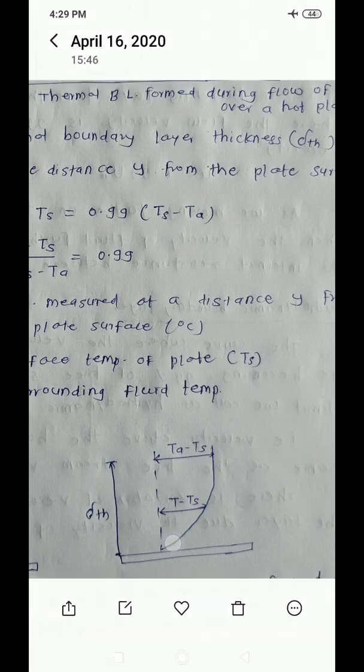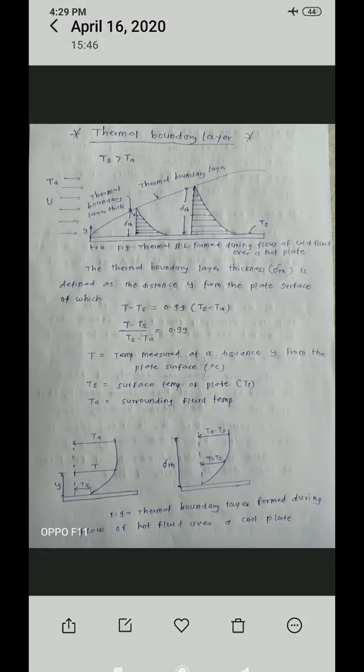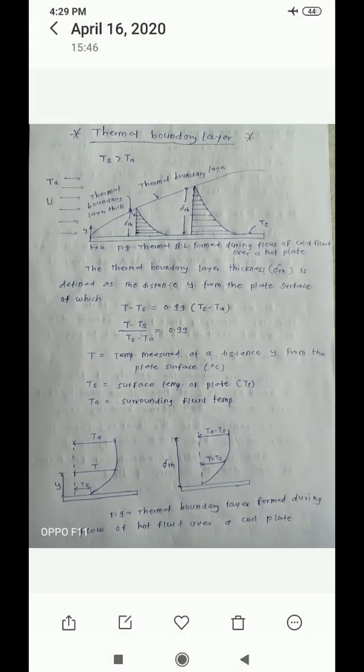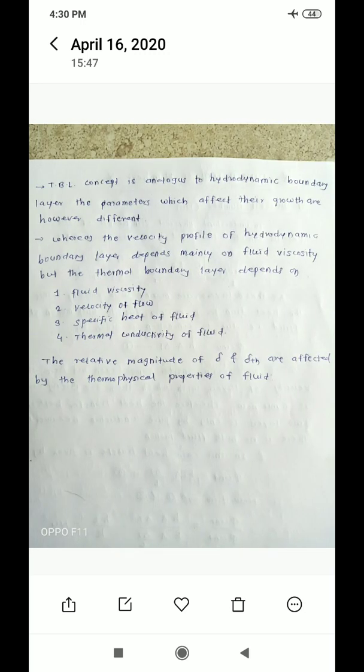So this is the temperature profile, and in this way we get the curve. This is nothing but the thermal boundary layer thickness, delta Th, when Ta is greater than Ts. This profile is the same as the velocity boundary layer profile. Whatever curve we got in the velocity boundary layer, VBL, the same applies to the TBL when the temperature of the surrounding fluid is higher than the surface temperature. So the TBL concept is analogous to the hydrodynamic boundary layer.